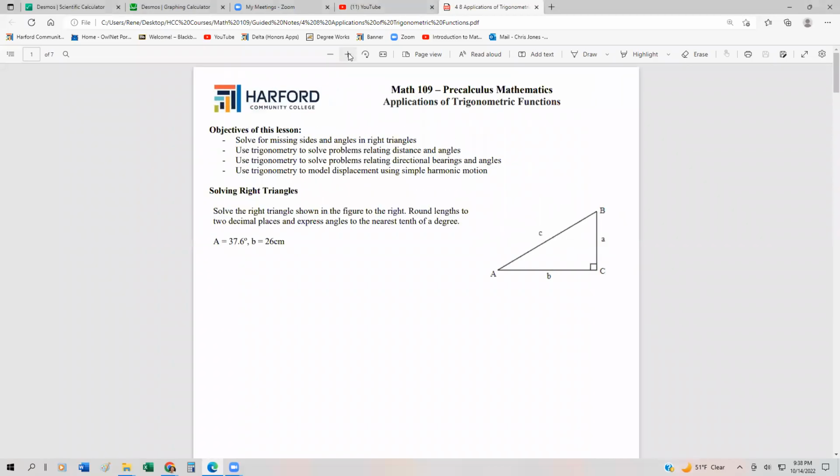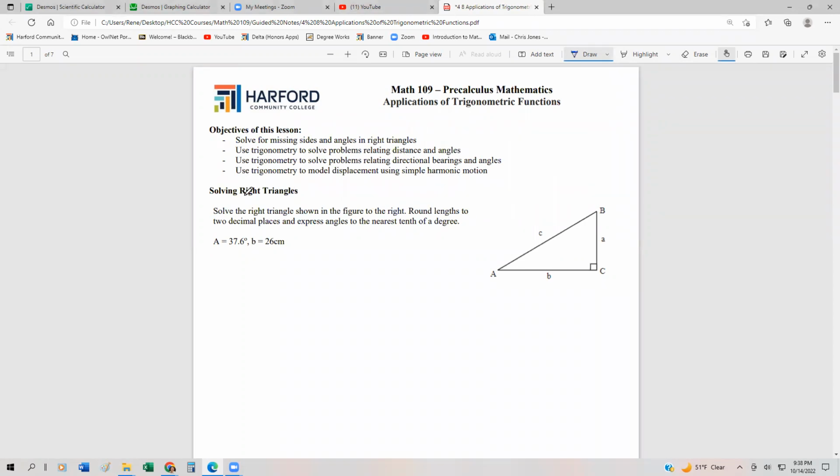In this video series, we're going to start taking a look at some of the more basic applications of trigonometric functions. We're going to start by solving for missing sides of angles in right triangles. And then we're going to use trigonometry to solve problems relating distance and angles. Then we're going to relate directional bearings and angles. And then finally, we're going to look at simple harmonic motion and how that can be modeled by using sine and cosine functions.